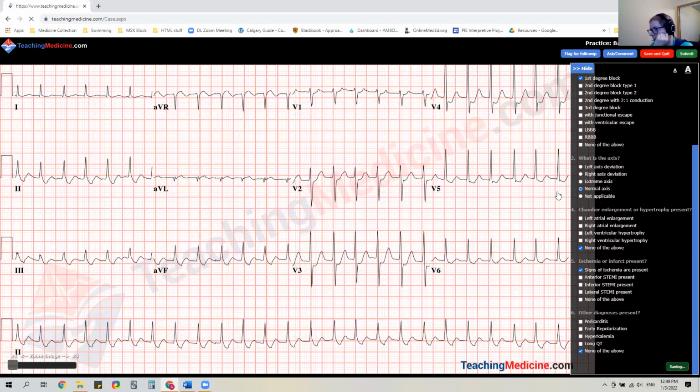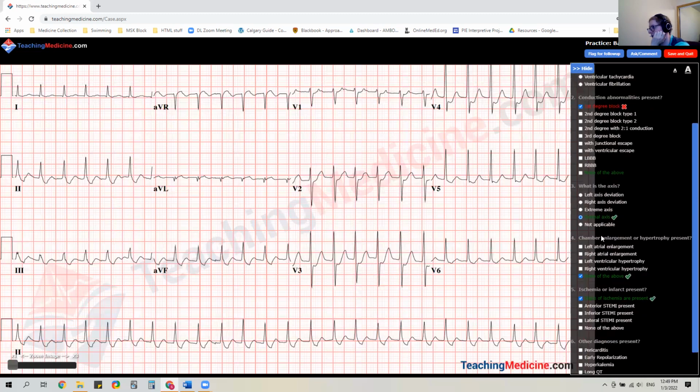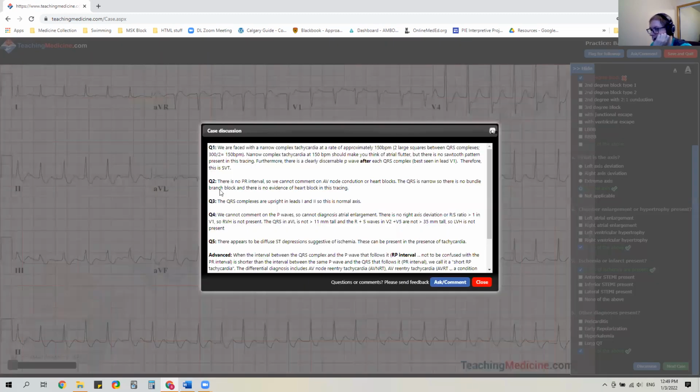So let's see if I got that right. All right, so misread that. So it's supraventricular tachycardia, but the rest is correct. So let's double check. So those must have been weird looking T's.